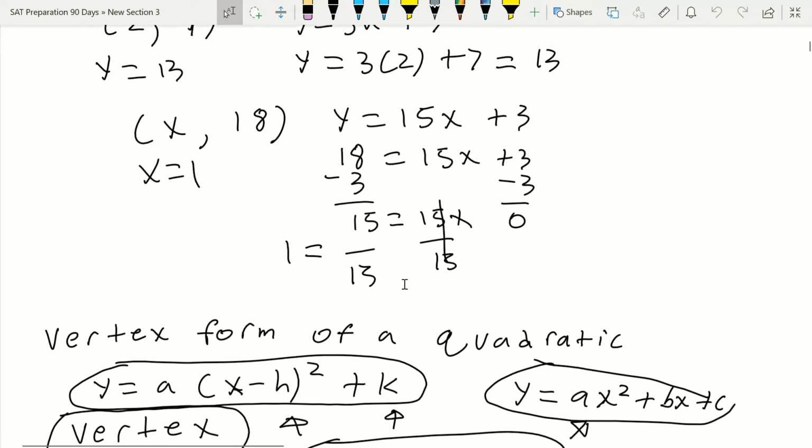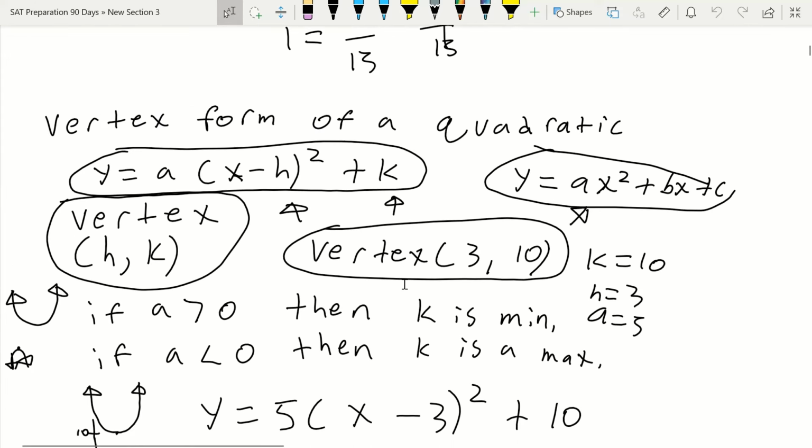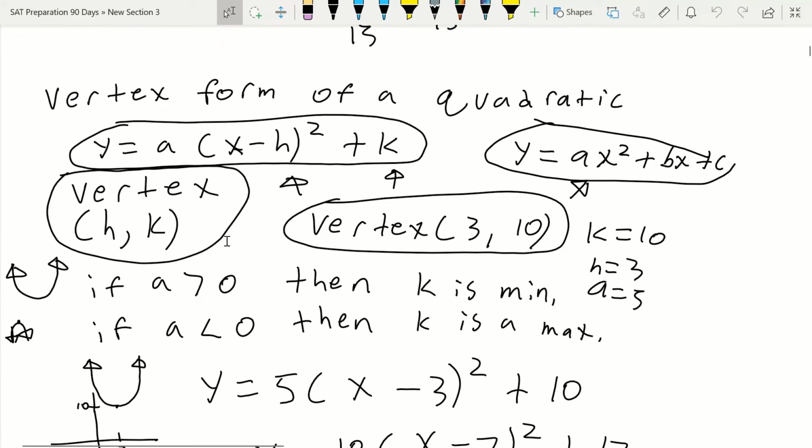All right, and then we've got the vertex form of a quadratic as our next equation. If our vertex is (h, k), then our equation is going to be y equals a times the quantity x minus h, squared, plus k.